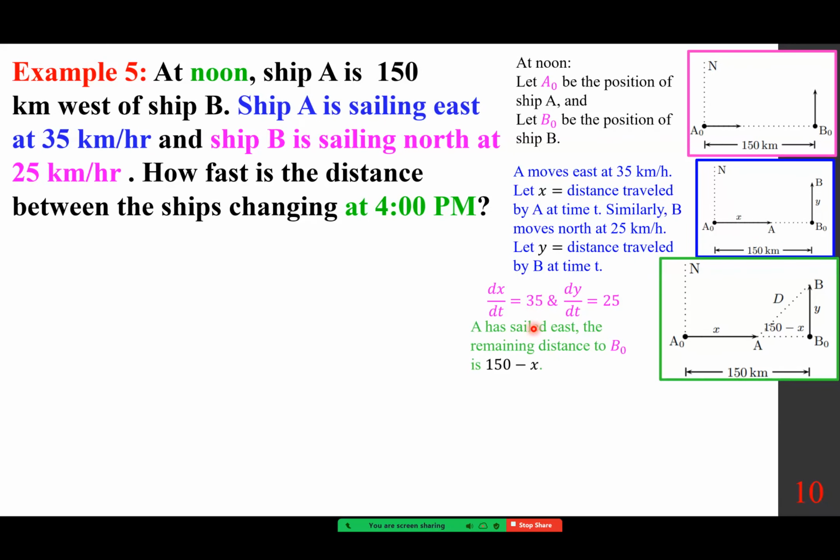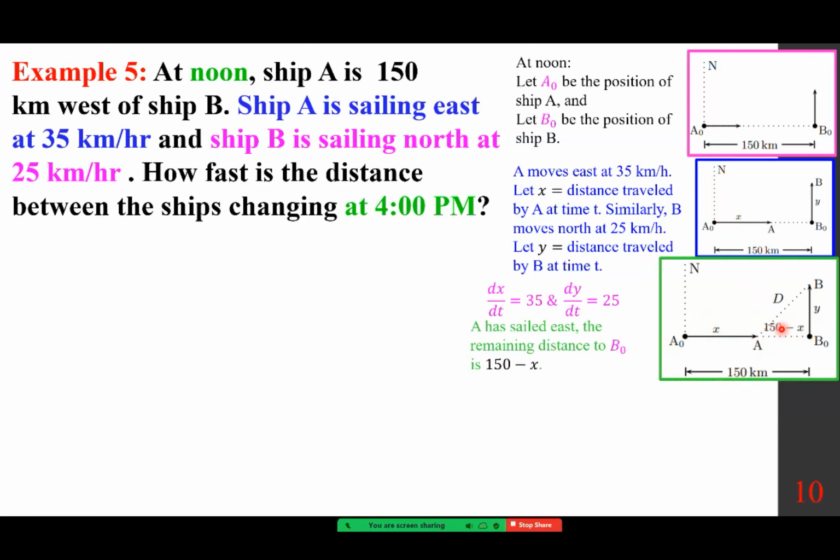dx dt is 35. Please understand the rate or speed is the same thing. So going this way generates the speed dx dt is 35 because it's given, right? 35 kilometers per hour. Whereas going up north, dy dt is given at 25 kilometers per hour. So if we have gone this much, what is left? The distance left to cover the entire 150 kilometers is 150 minus that. So this distance is 150 minus x. If you look at these three drawings, it gives us the whole situation from A to Z.